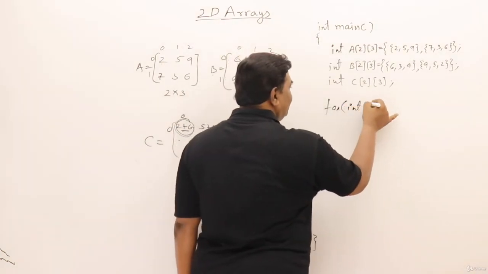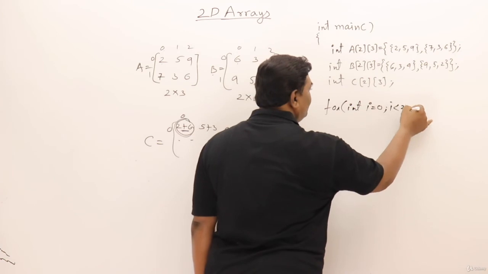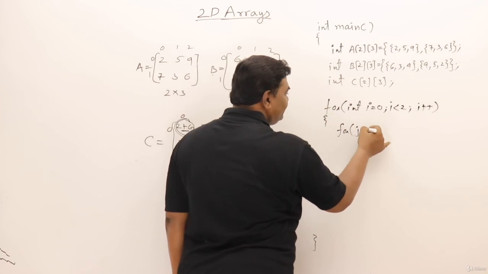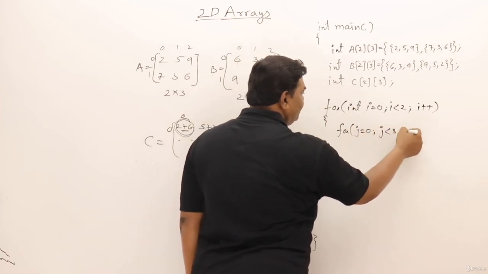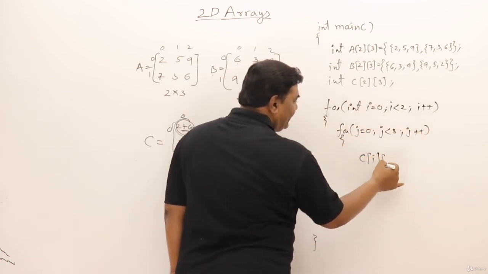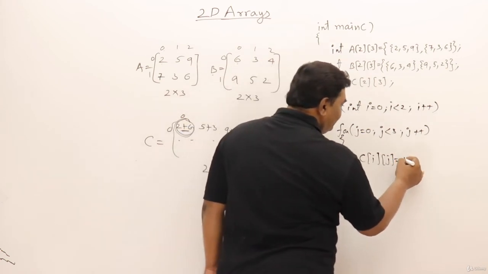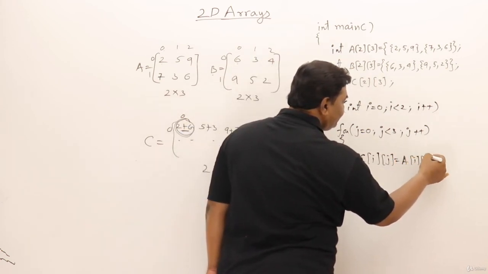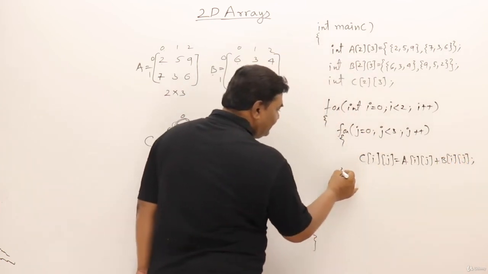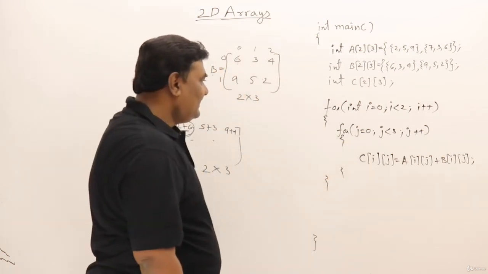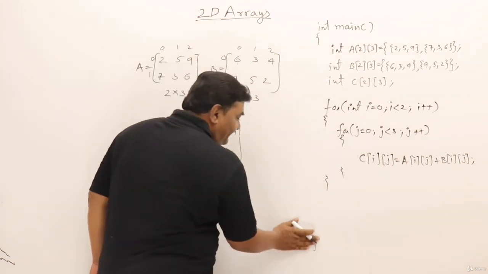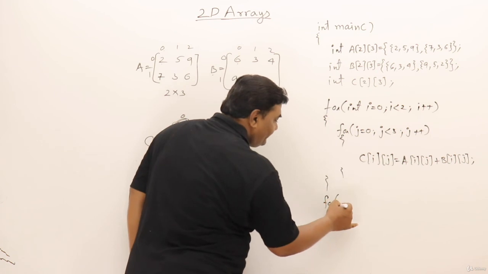For integer i assign 0, i is less than 2, i plus plus. Then inside this, for j assign 0, j is less than 3, j plus plus. Then I have to prepare matrix C, and for each element of the C matrix I should get the element of the A matrix and add it with the elements of the B matrix. That's it. These two nested for loops will add all the elements of A and B and store the result in C.